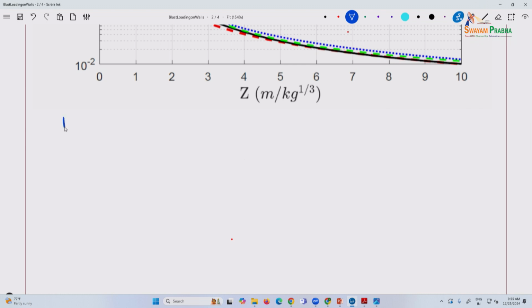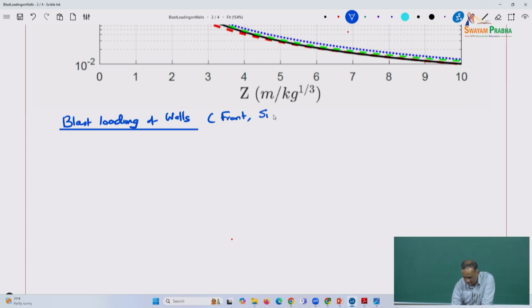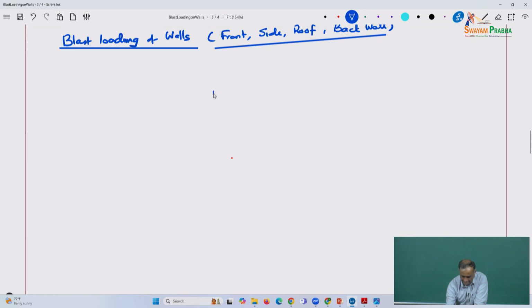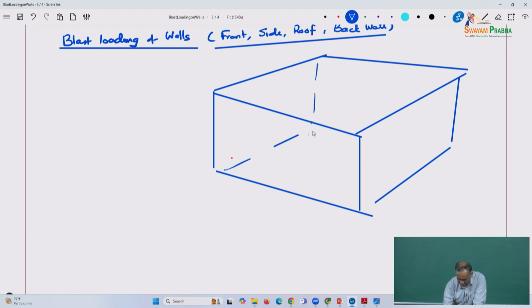So, what are we considering today? Blast loading on walls, and again all types of walls. The main types are front, side, roof and back wall. So, just to give a picture of a schematic for reference purposes, keep this in mind.